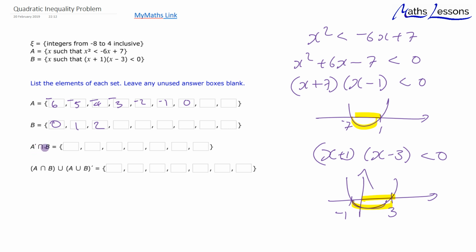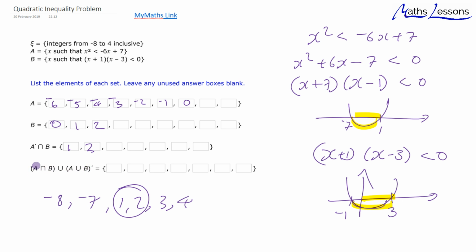Now we want not A intersect B. What's not in A from the universal set? That's going to be -8, -7, and then we've got all the numbers 1, 2, 3, and 4. How many of these are in B? It's just 1 and 2. So the easy way to do this is write down what's not in A, and then see which of those are in B, and it's just 1 and 2 is our answer. Okay, so they've really gone to town on this one.